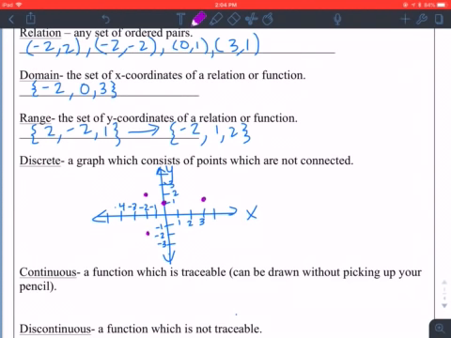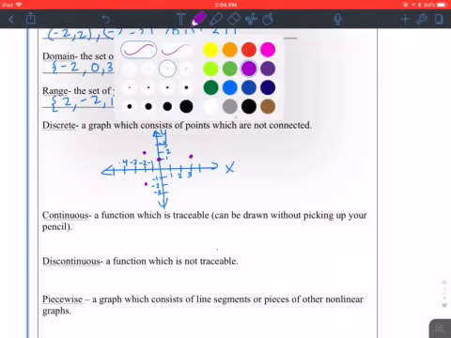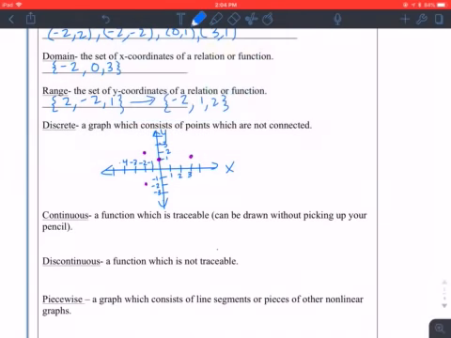A continuous graph is a function which is traceable or can be drawn without picking up your pencil. So let's say we had that same graph, or these same points, but we actually had some kind of a polynomial so that they were all connected. It may look something like this. So it can be traced with your pencil without picking up.